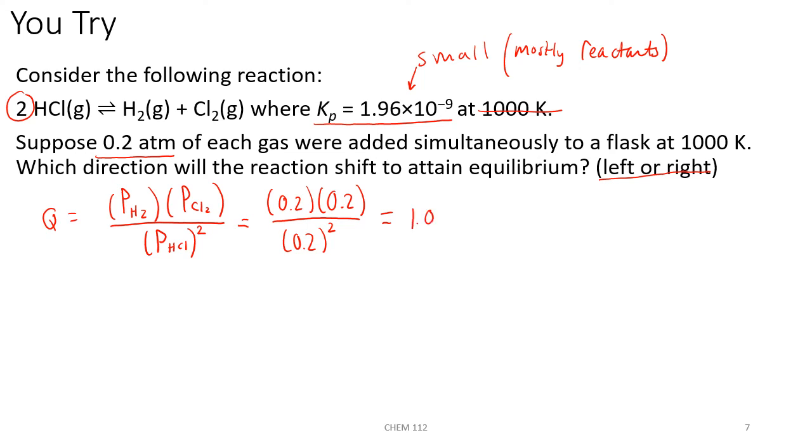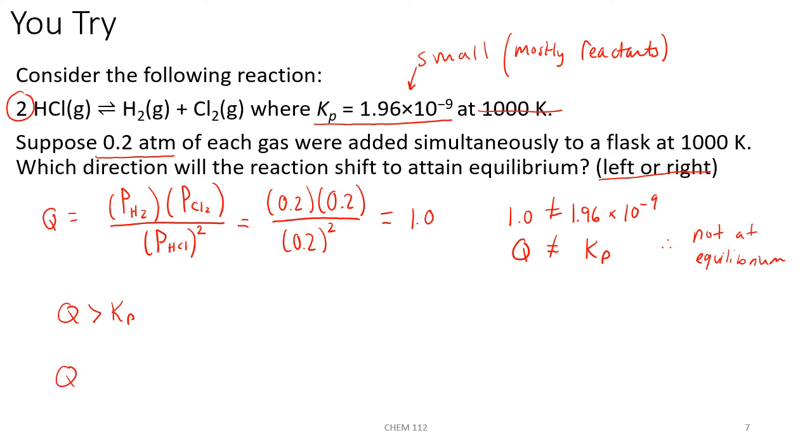So first, we can say that 1 is not equal to 1.96 times 10 to the negative 9th, or in other words, Q is not equal to K sub P. Therefore, that means this reaction is not at equilibrium. Now, what direction will the reaction shift, left or right? Will we need to make more reactants or more products? In this case, Q is greater than K sub P. Q is much bigger than K sub P because it's so small.